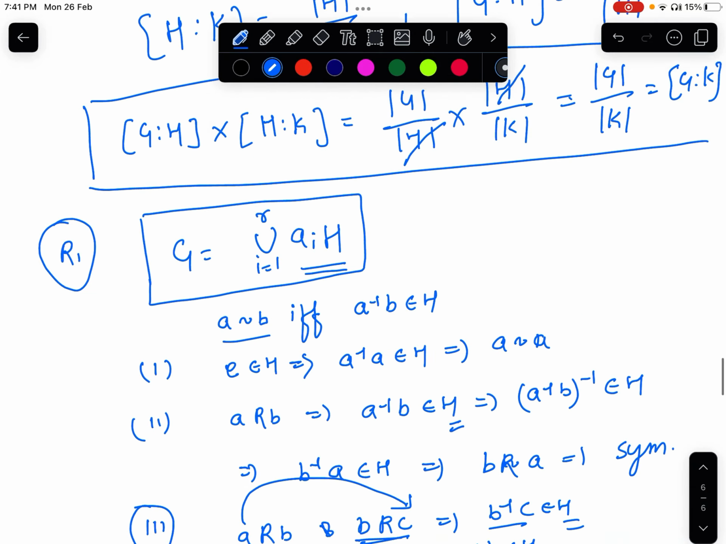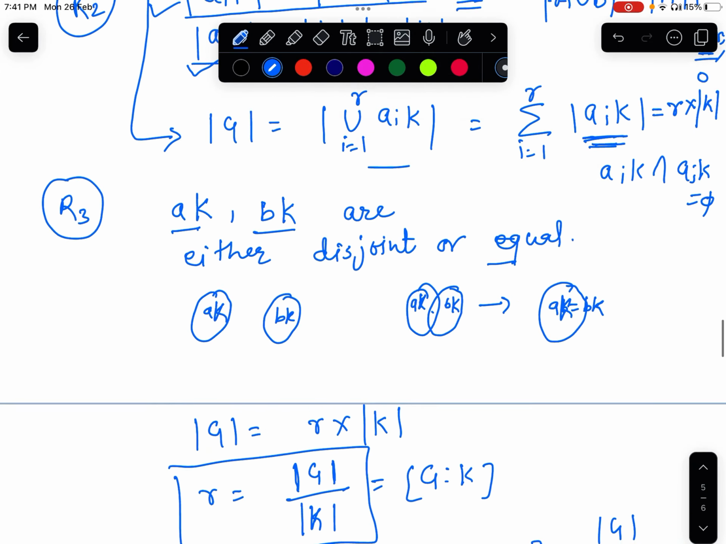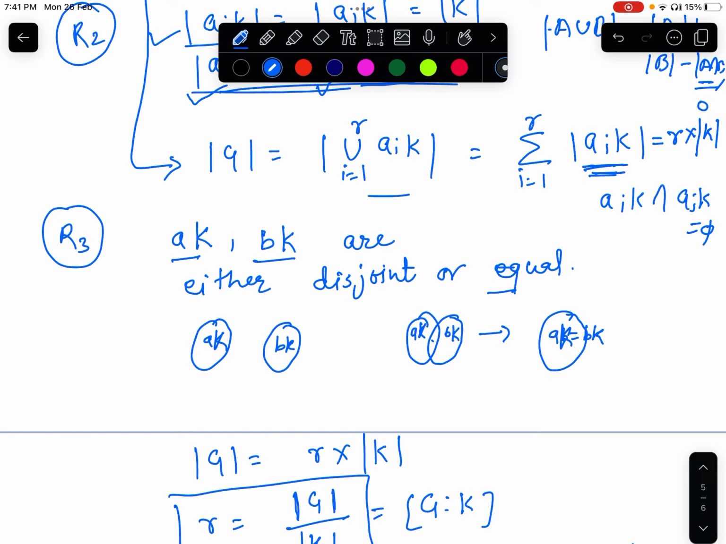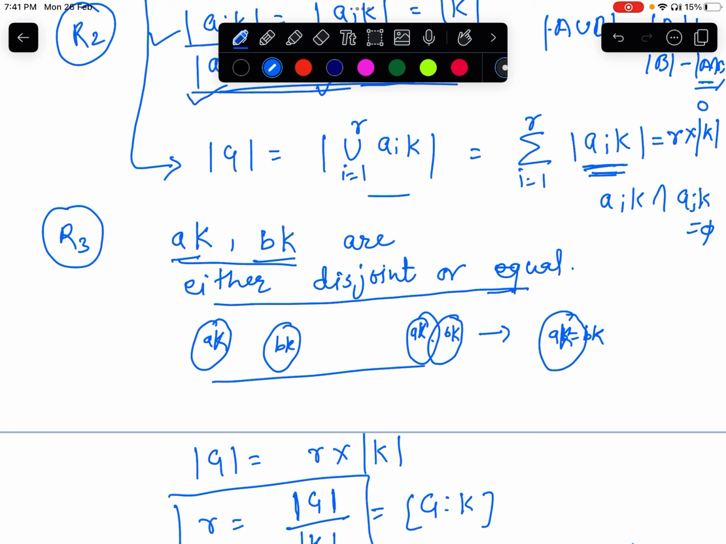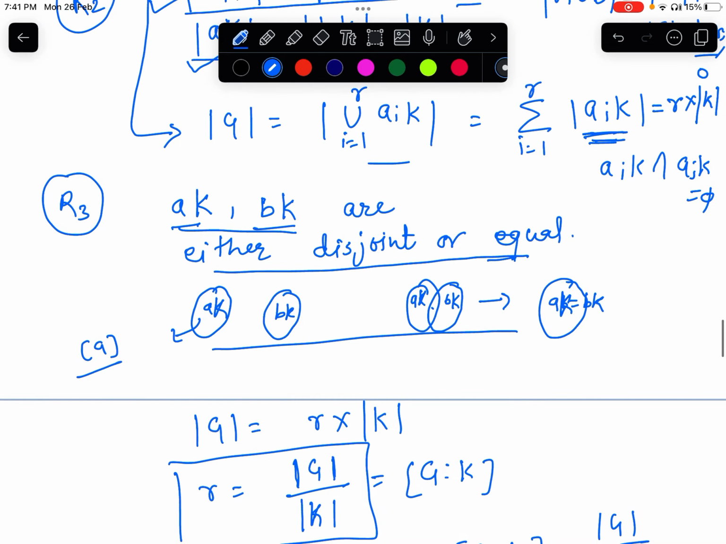This we have proven, the second result. And the third result is that either they are equal or they are disjoint. This we have already proved: this is equal to the equivalence class of a, and equivalence classes are either disjoint or they are equal.